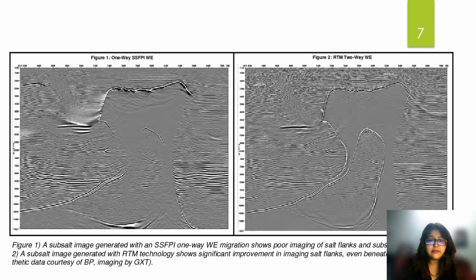So from the image here we can see figure 1 and figure 2. Figure 1 is a subsalt image generated with the SSFBI one-way wave equation migration. It shows poor imaging of salt flanks and subsalt structures. And here in figure 2, we can see a subsalt image generated with the RTM technology, which shows significant improvement in imaging the salt flank. Even beneath the salt, there is satisfactory imagery produced.